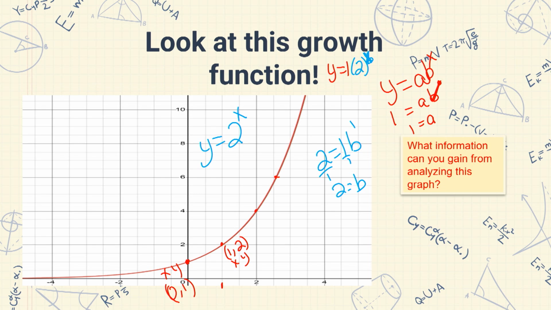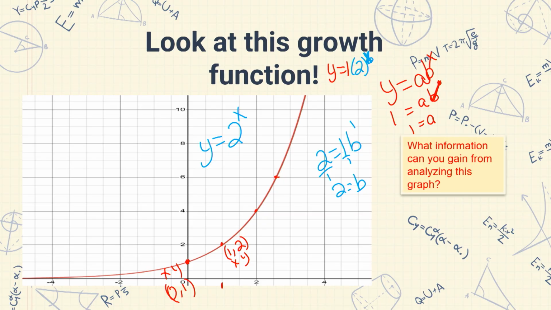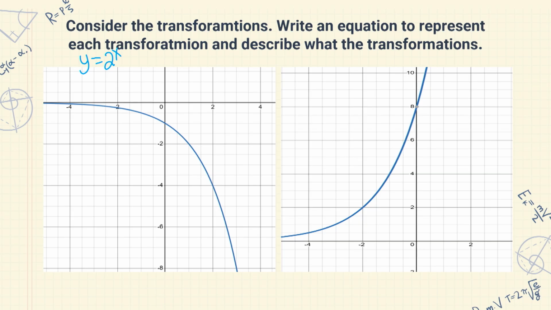All right, so let's see what we're going to do with this now. It says, consider the transformations. Write an equation to represent each transformation and describe what the transformation is. So if we started with y equals 2 to the x, what do we notice from our previous function graph, which is here, and what do I notice about this one? What did it do? It reflected over the x-axis.